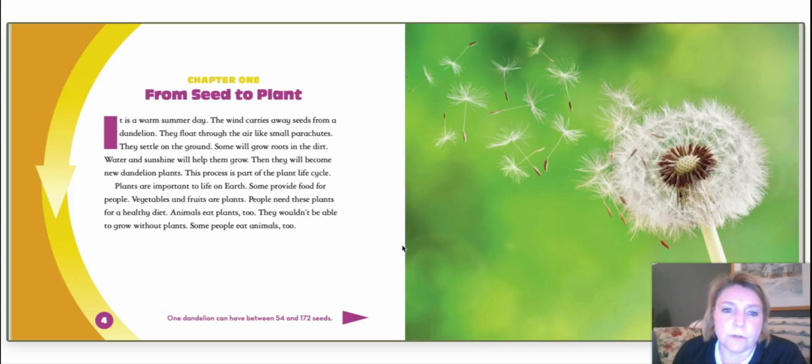Plants are important to life on Earth. Some provide food for people. Vegetables and fruits are plants. People need these plants for a healthy diet. Animals eat plants too. They wouldn't be able to grow without plants. Some people eat animals too.